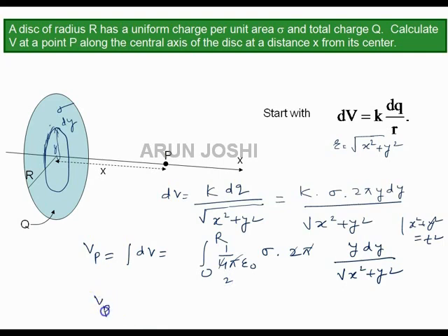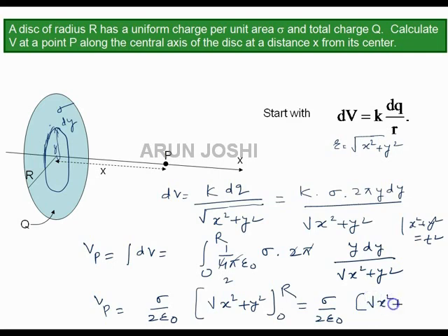So I think potential at point P is sigma by 2 epsilon naught. And what is the integration of this part? Root x square plus y square. And what is the limit? 0 to r. Now you put the limit and please solve yourself. You will get this result: root x square plus r square minus root x square minus 0, only x. So now I am showing the steps.